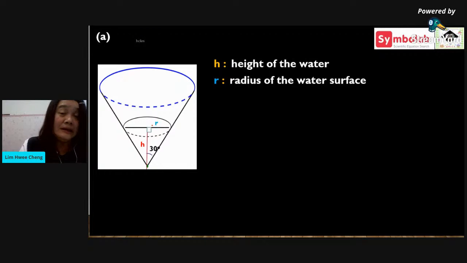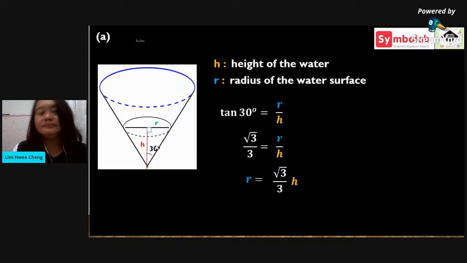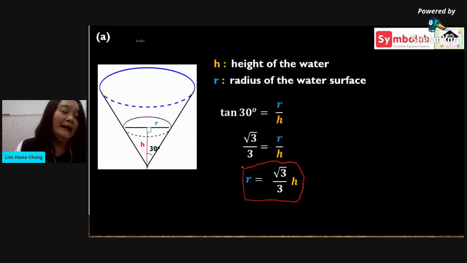And this is the radius of the surface. And they say there is an angle of 30 degree, right? So you may apply the trigo function of tangent, because they give 30 degree. So you can apply tangent 30 degree equals r over h. That's why you get root 3 over 3 equals r over h. So r is root 3 over 3 h. So you get a relation of r in the h term.